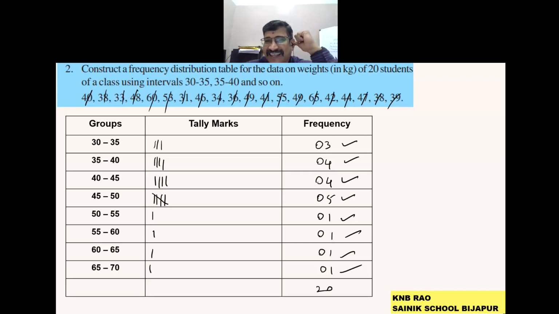Sir, in this raw data, 49 is the mode na, sir. No. What do you say? 49 is the mode, since it is repeated 2 times. Yes, sir. Is 49 repeated 2 times? Yes, sir. 38 also is repeated 2 times, sir.